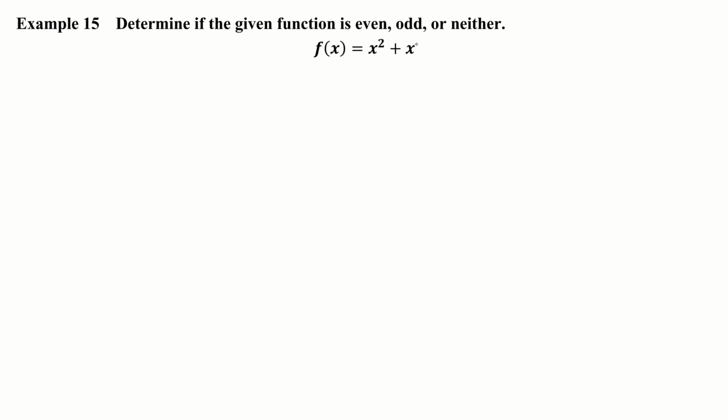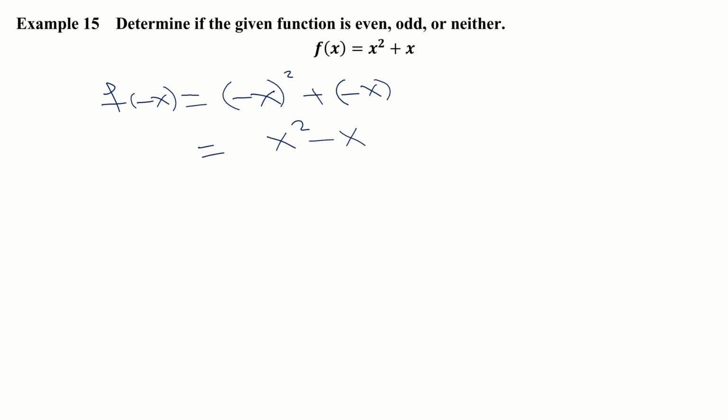All right, so let's look at f of negative x. That's going to be quantity negative x squared plus quantity negative x. So that's going to be negative x squared, actually positive x squared, because when you square negative x, the negative 1 squares and gives you 1. So just x squared minus x.